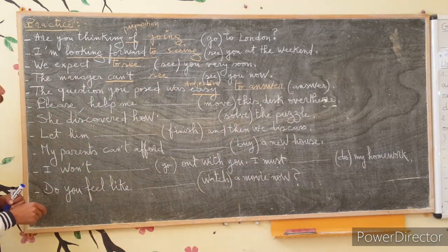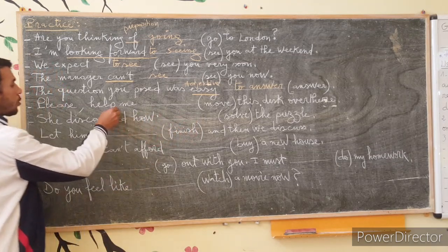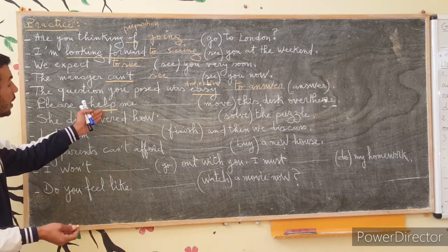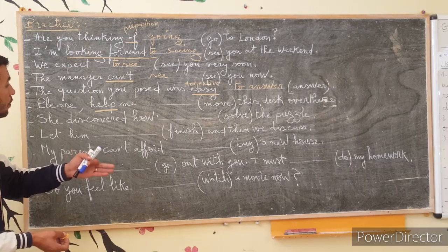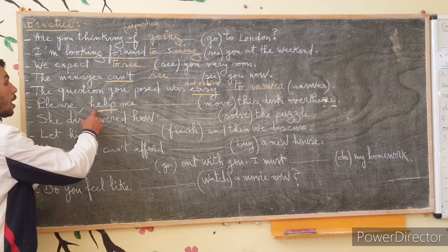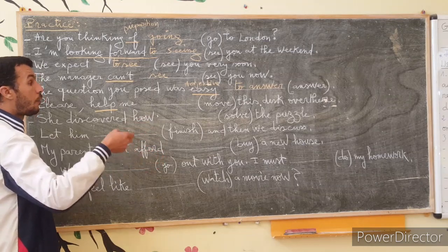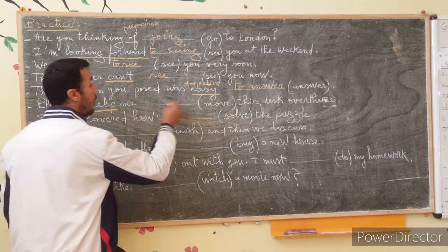Here, please help me move this desk over there. What do we have here? We have help. Help, we have seen it in the last column of the chart of infinitive and gerund. Help, make, let, and modals are to be followed always by the verb infinitive. So we are going to say, help me move.